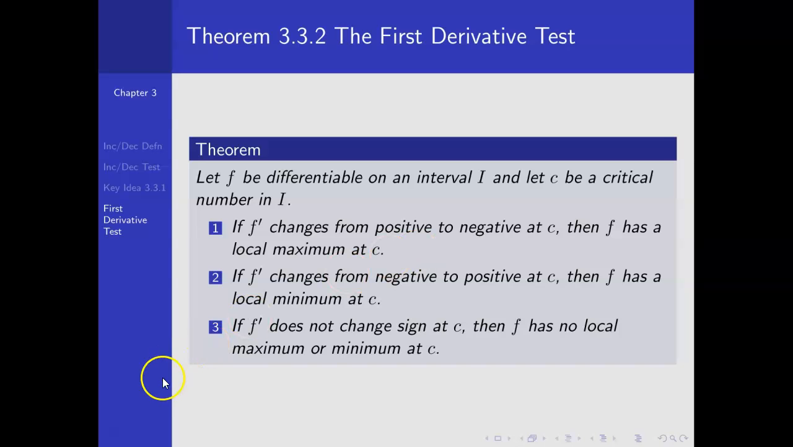Remember, if f prime is positive, that means that the function is increasing. And if the derivative is negative, then that means the function is decreasing. If f prime changes from negative to positive, we get a local min. And so that means if f prime is negative, then the function is decreasing, and if f prime is positive, that means the function is increasing. And so you can see from the arrows, it sort of suggests a max, a high point, a min is a low point. But if f prime does not change sign, then f has no local max or local min at c.